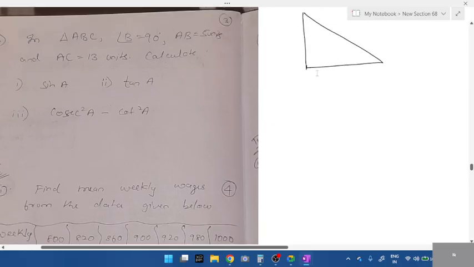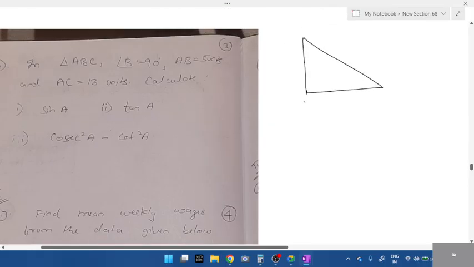The first one is like this. Once you draw this triangle A, B, C, they will definitely mention which angle is 90 degrees. Which angle is 90? Angle B, right. You can write A, B, C in alphabetical order. You can write A here or C, it doesn't matter, but write A, B, C like this.